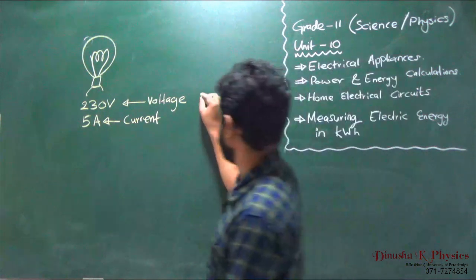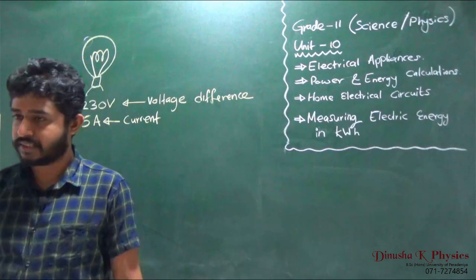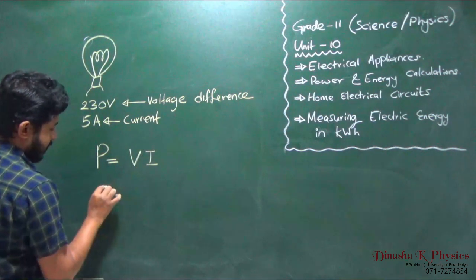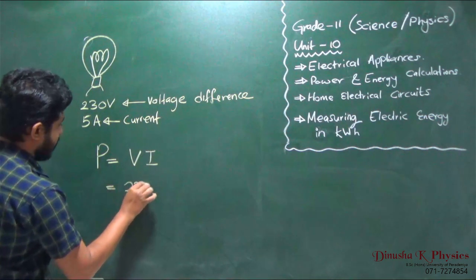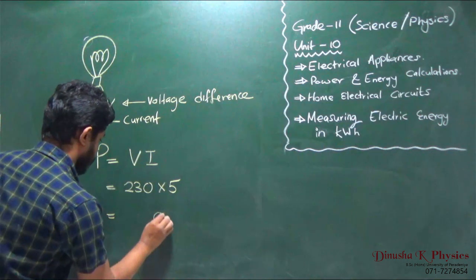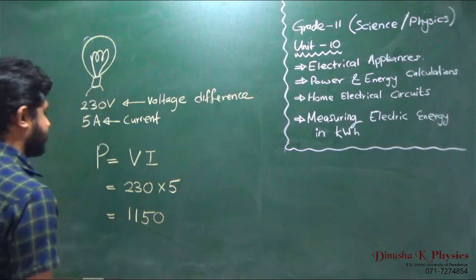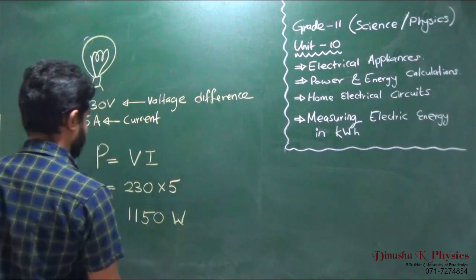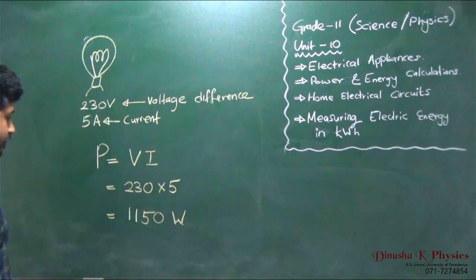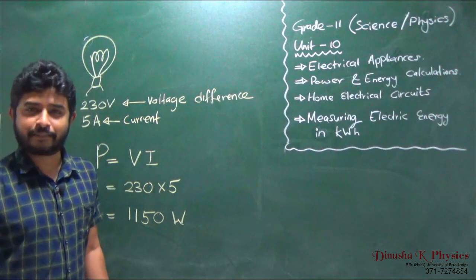Right? So let's calculate the power. So what is power? The formula is P equals VI. So 230 times 5, so that will give you ලොකු value එකක් නේද? 230 watt into 5 means 1150 watts. ටිකක් ලොකුයි, practically නෑ.